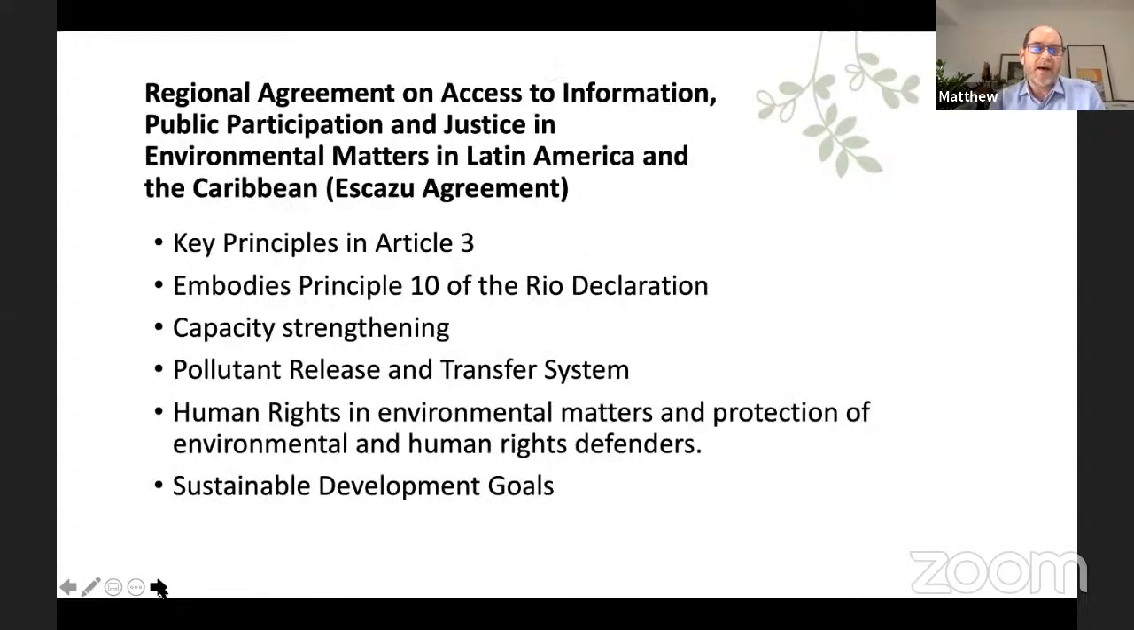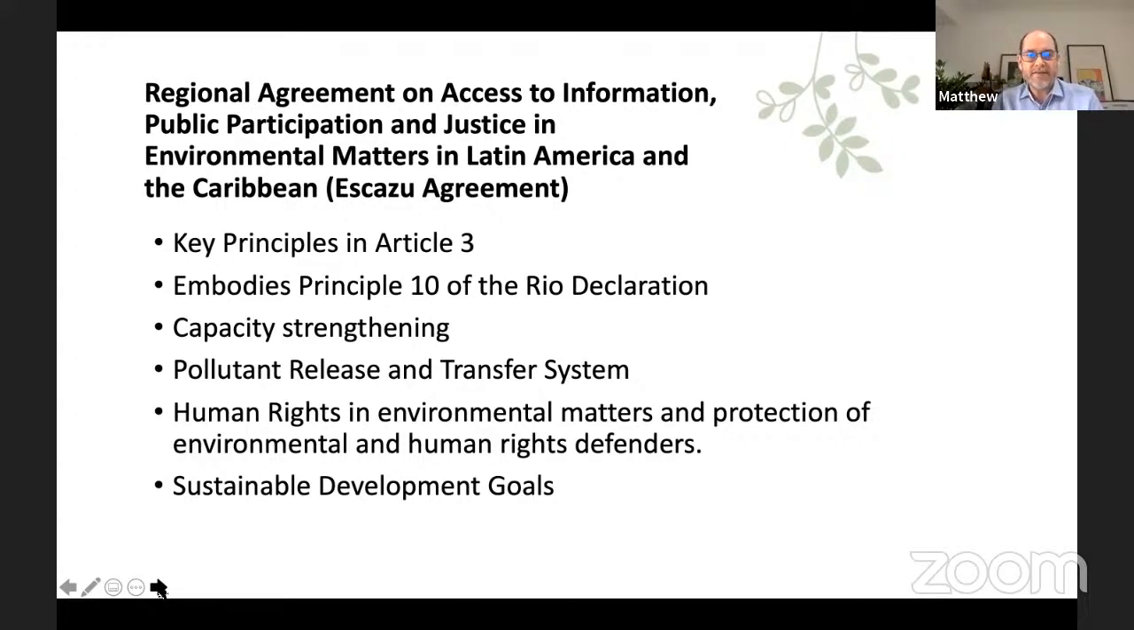Another important regional agreement is the access to information, public participation, and justice in environmental matters in Latin America and the Caribbean. It's the Escazú Agreement, and it was negotiated over a period of 7 years leading up to final ratification. And indeed, I can also say that the Escazú Agreement entered into force on the 22nd of April, which was Earth Day. So happy Earth Day and happy Escazú Agreement entry into force day.